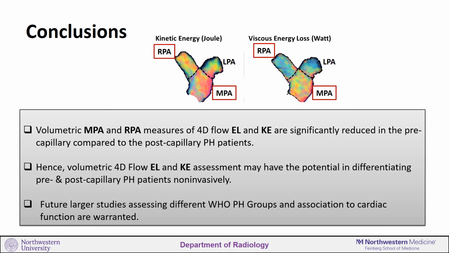In conclusion, for 4D flow MRI, volumetric measurements of kinetic energy and energy loss were significantly lower in the pre-capillary patients compared to the post-capillary patients in both the main pulmonary artery and the right pulmonary artery. These results may therefore support 4D flow MRI as a potential non-invasive modality in classifying pre- and post-capillary pulmonary hypertension patients. However, future studies are still needed with larger cohorts, as well as studying different WHO PH groups and the association with cardiac function.